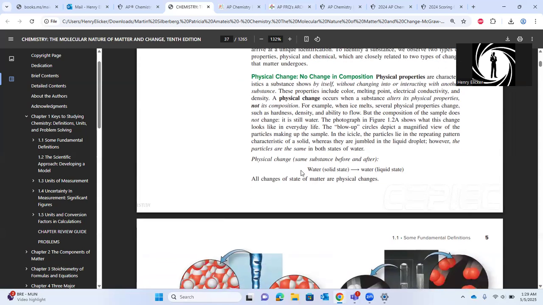So for instance, let's say we talk about a physical change, where we alter the physical properties but not the substance itself. Water can go from a solid state, ice, and it can melt into water, but it's still water.